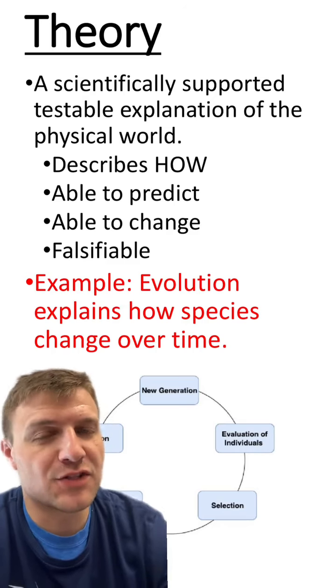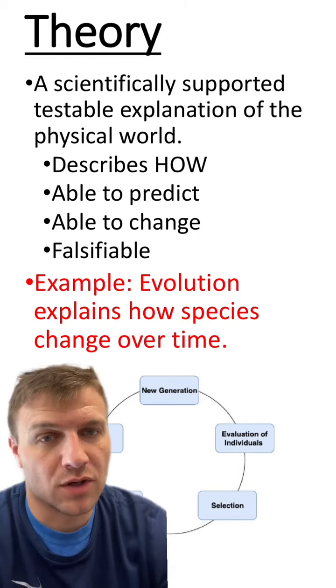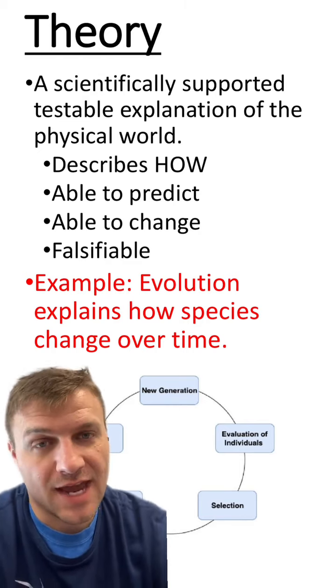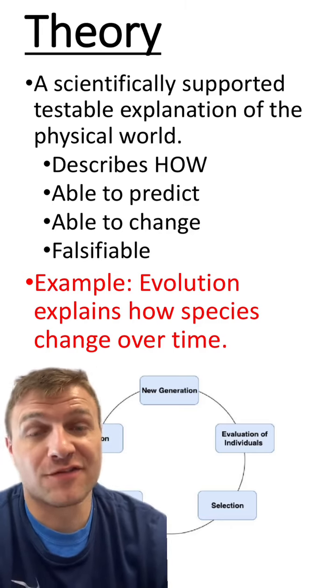And lastly, we have the term theory. A theory is a scientifically supported explanation of the physical world. Theories describe how things happen. They're able to predict and they're able to change. And another big thing is they're falsifiable.